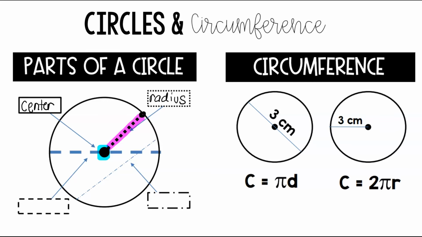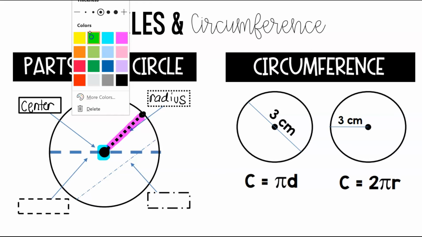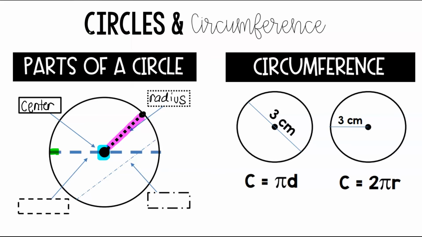Now we have another dashed line. This dashed line right here. Notice this line goes through the center. It does not stop at the center. That is called a diameter. A diameter goes from one point on the circle through the center to another point on the circle.